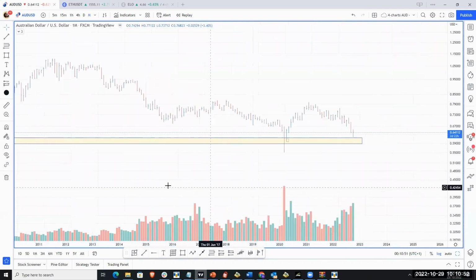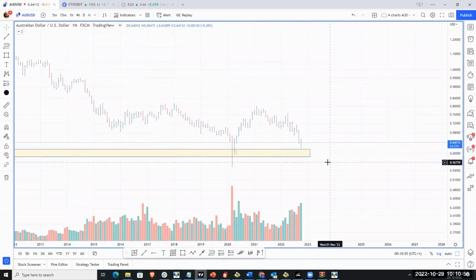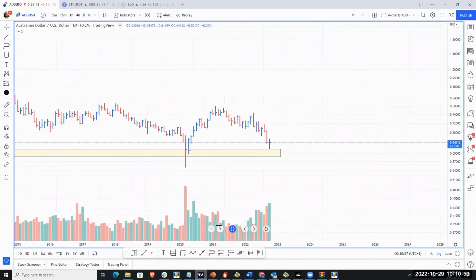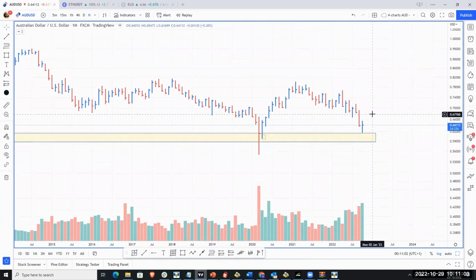So that's the zone which I'm expecting market to come and give us another reaction or a kind of confirmation that market has reached its bottom and now it's ready to move upside. That was the monthly time frame. Now let's move to the weekly again.